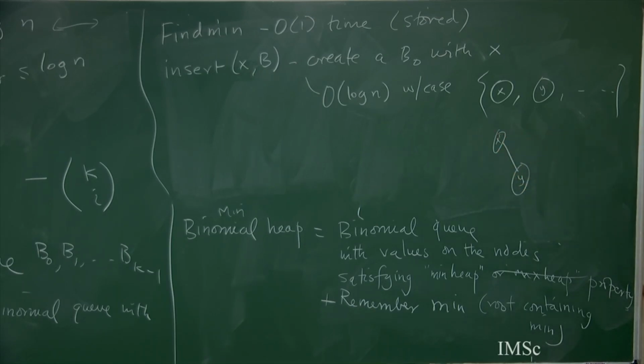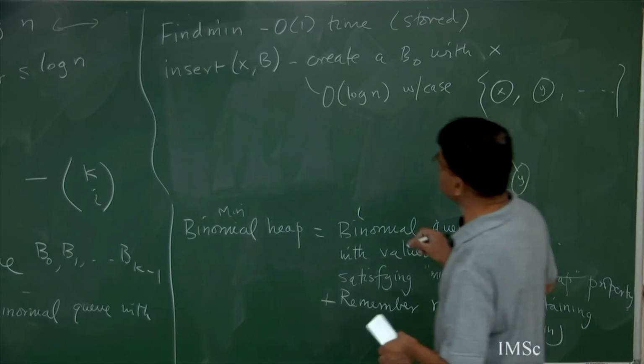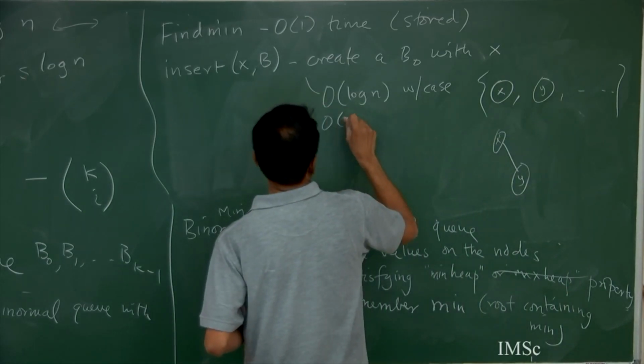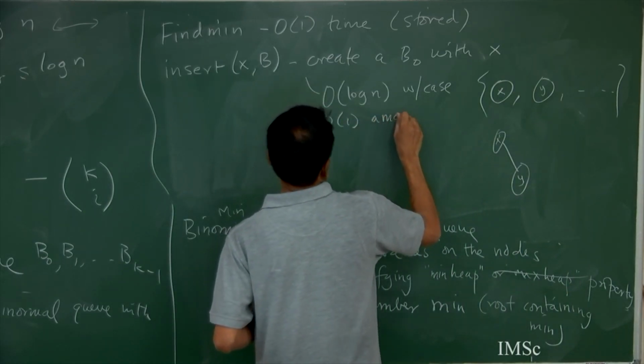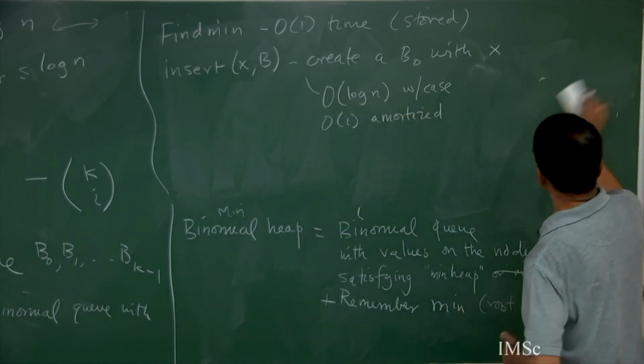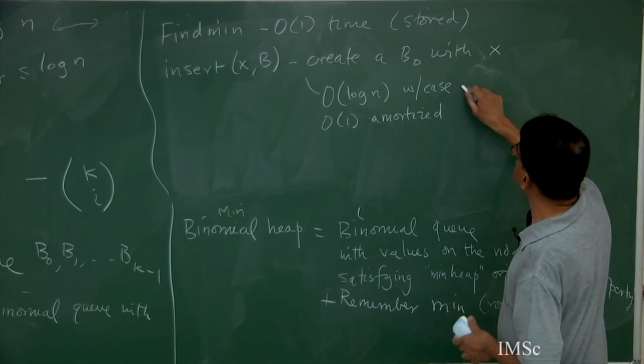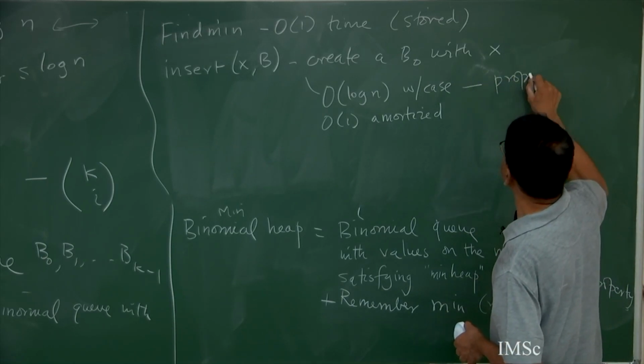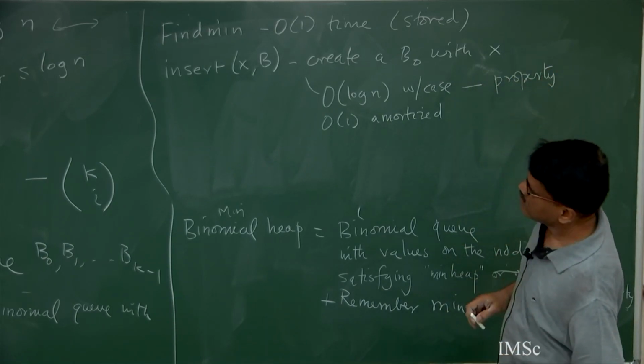So in the worst case, it could be the number of bits in your binary representation. But if you start with an empty binomial heap and do a sequence of n insertions, then it will be constant amortized. Now you're going to see a lot of resemblance to a binary counter here. So why is this log n worst case? By property phi.